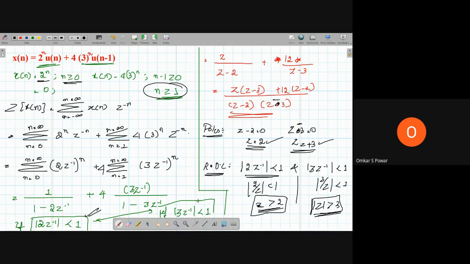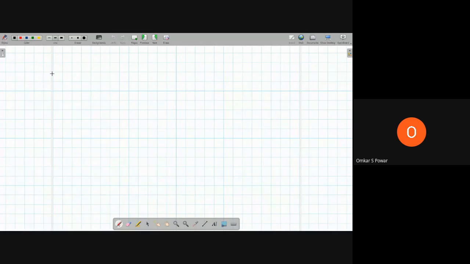So let me plot the ROC for you. So you have poles at z is equal to 2 and z is equal to 3. Let me take the next page for that. Okay. So what is the condition for ROC? We have got mod z greater than 2, mod z greater than 3. So according to the properties of ROC, it should lie outside the outermost pole. Okay, so first I'll draw this z plane for you.